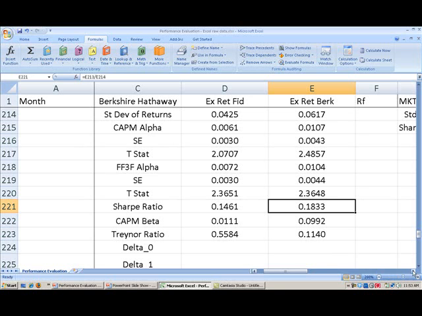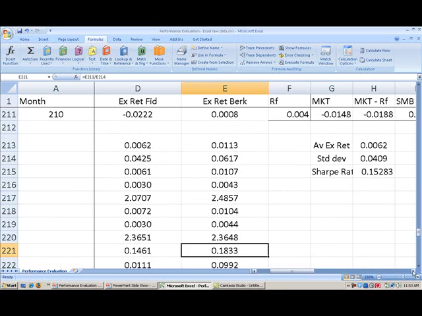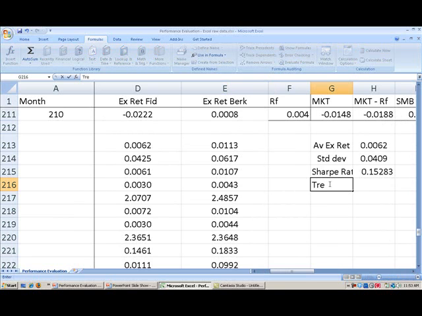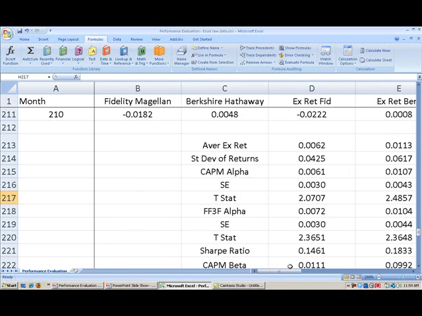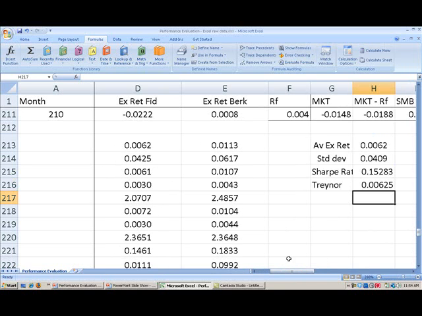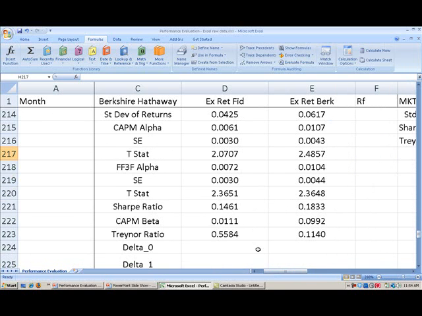What's the Treynor ratio for the market? The Treynor ratio for the market is actually very easy to calculate because we know that the beta on the market is equal to 1. So we just calculate the average excess returns divided by 1. The Treynor ratio is 0.0062. Both Fidelity and Berkshire have higher Treynor ratios than the market.